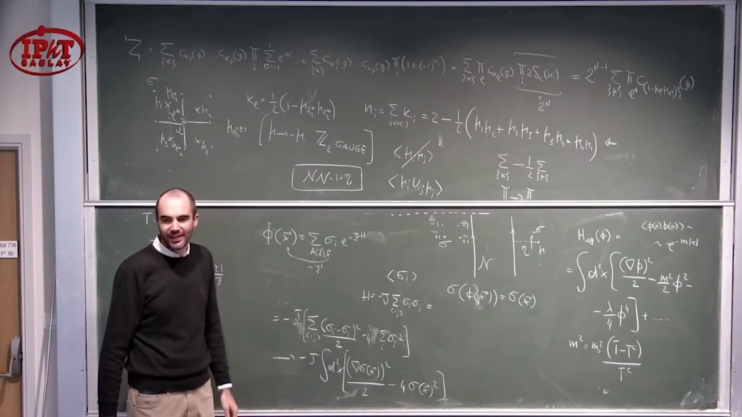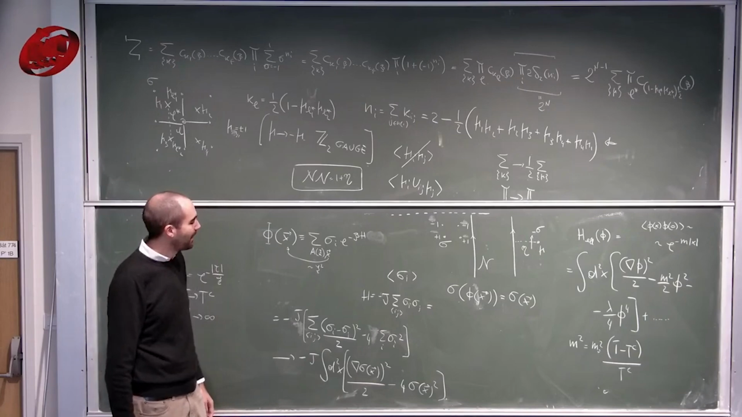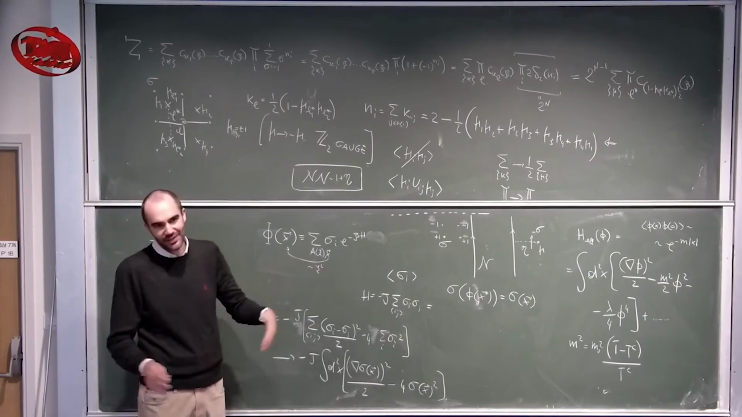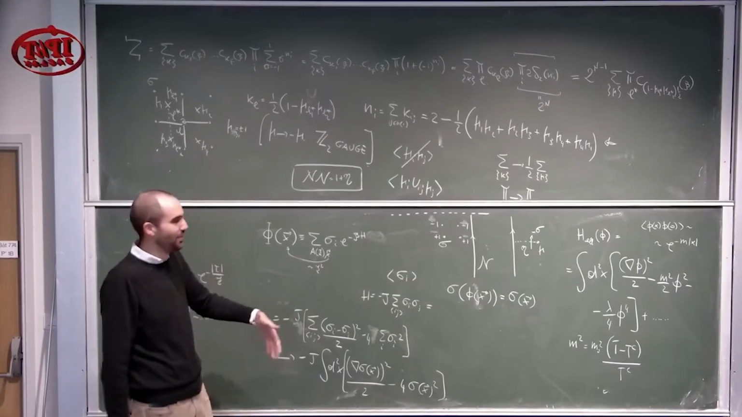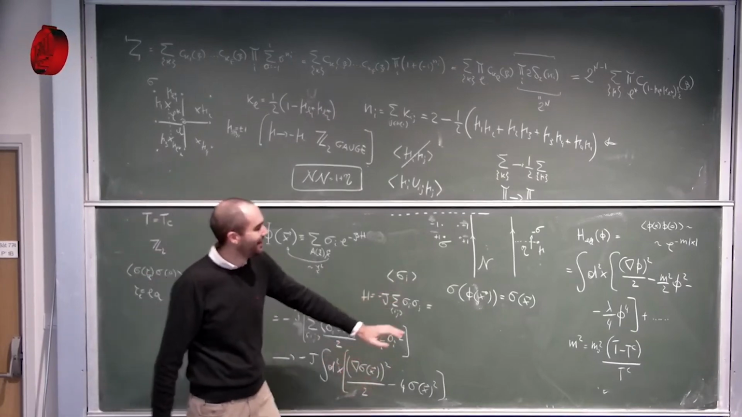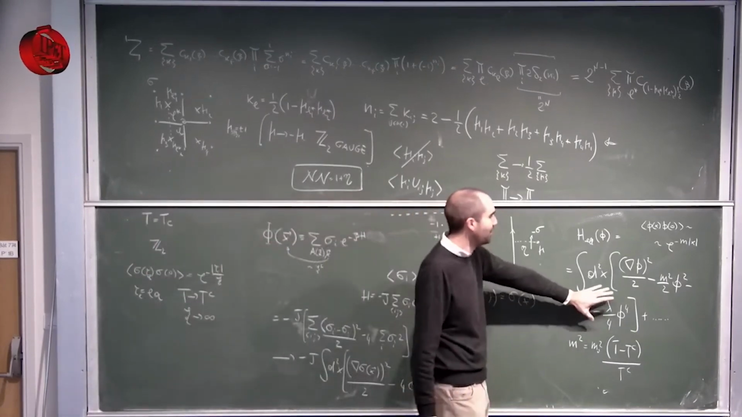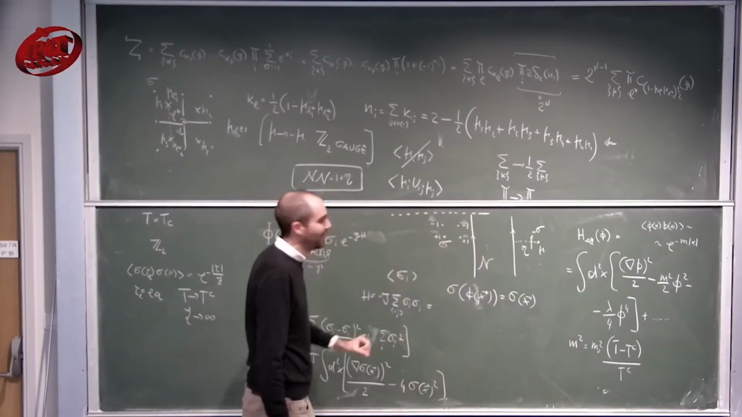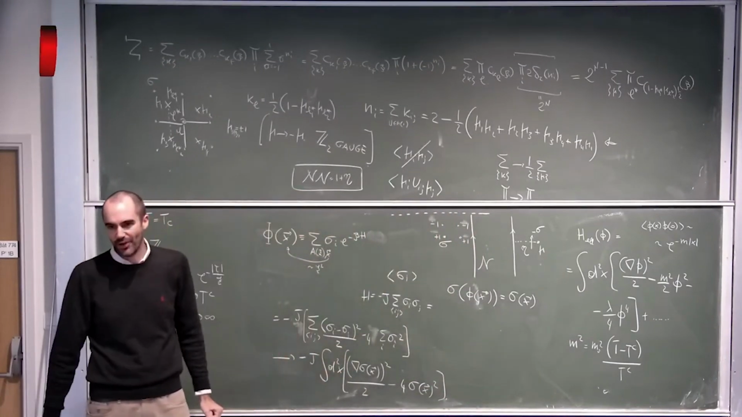But let me just add one small thing. This is not a real derivation, okay? It's just a heuristic way of showing you why this phi squared, phi to the fourth theory is a good description of my original lattice model near the critical point.